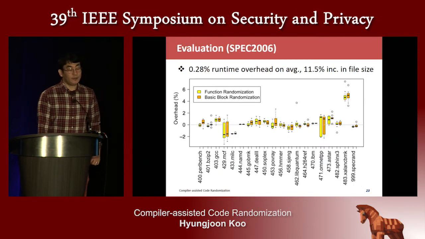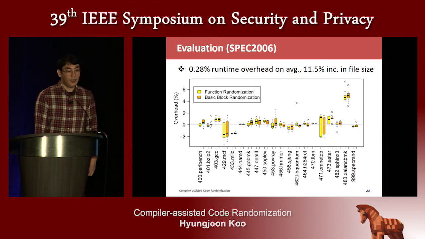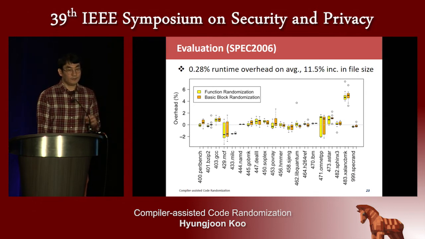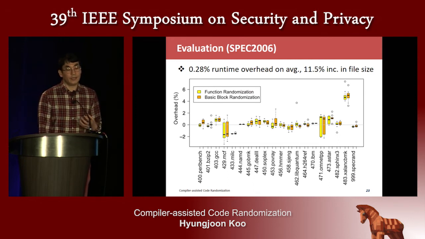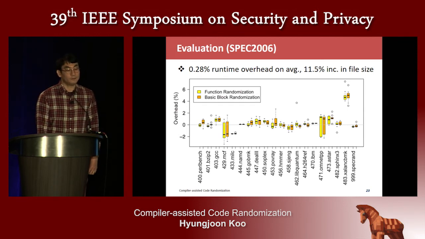We have evaluated our prototype using 20 binaries from the SPEC 2006 benchmark, and we have generated 20 different variants per binary. We got a runtime overhead of 0.28% on average, and a moderate file size increase of 11%.